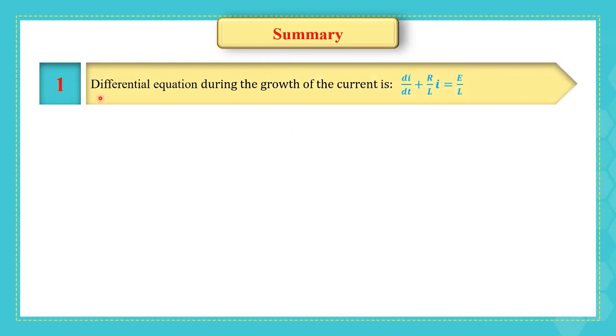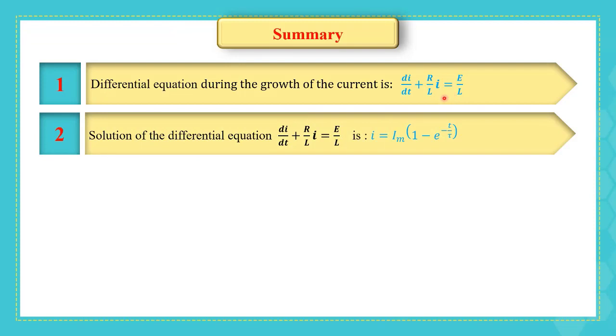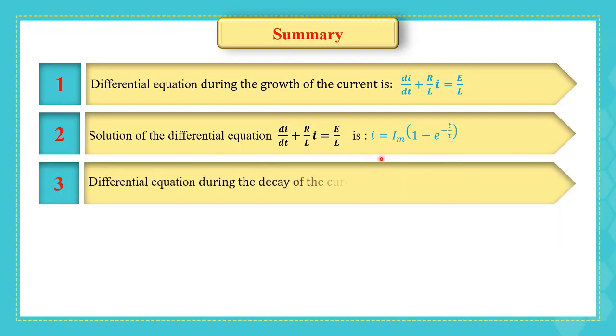Now let's remember from the previous video, the differential equation during the growth of the current is di/dt + (R/L)i = E/L. The solution of this differential equation is i = I_max (1 - e^(-t/τ)).